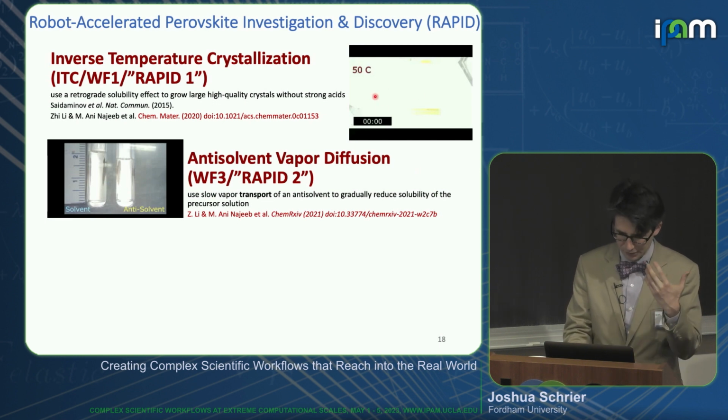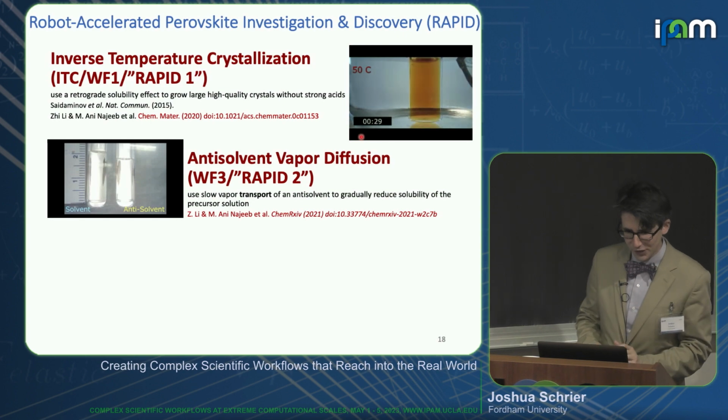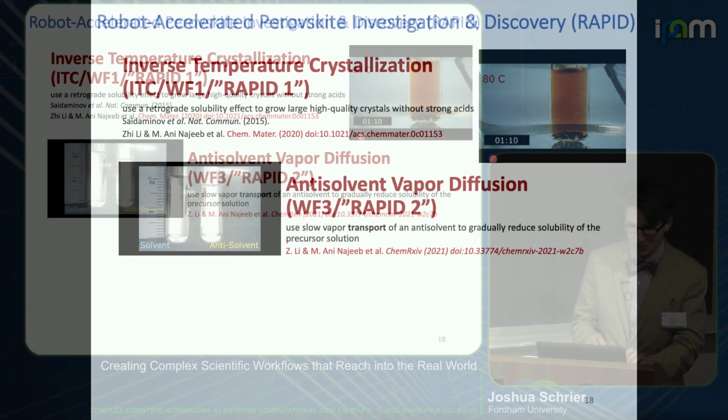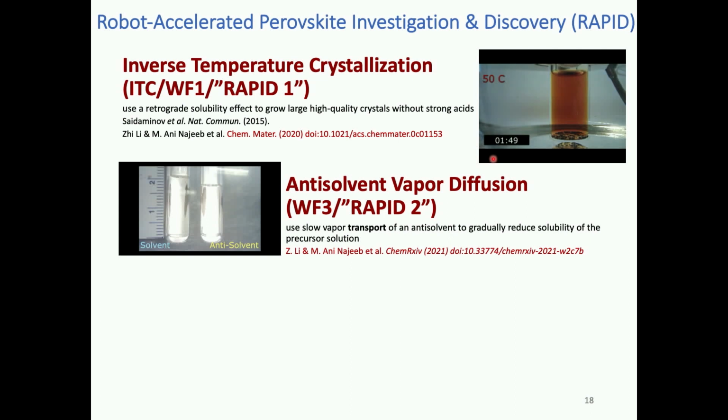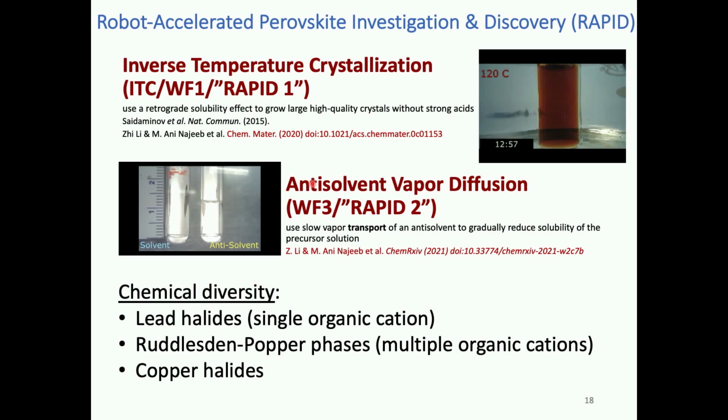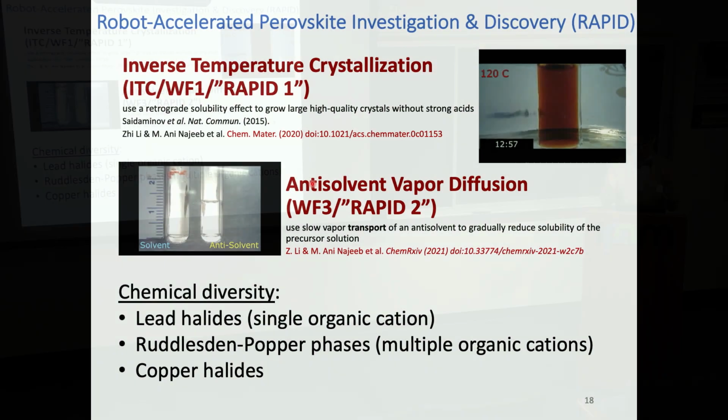We looked at a few, and just to create the illusion of realism, one was this inverse temperature crystallization, which is just thermodynamically really interesting and neat. We also looked at an anti-solvent vapor diffusion method. There are pros and cons and different chemistries that one can access here. But really what we wanted to do was also explore a diverse set of chemical systems, right? Lead halides with just a single organic building unit as the Lego. Things called Ruddlesden-Popper phases that have multiple organic cations and different ratios. Copper halides, and so on.